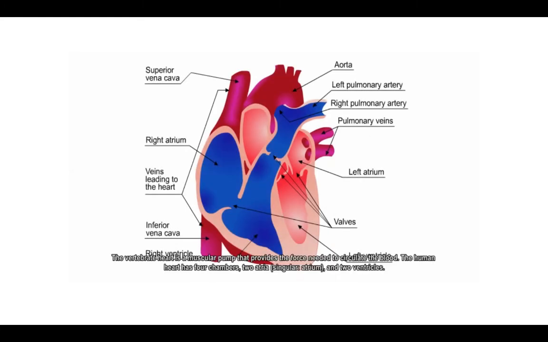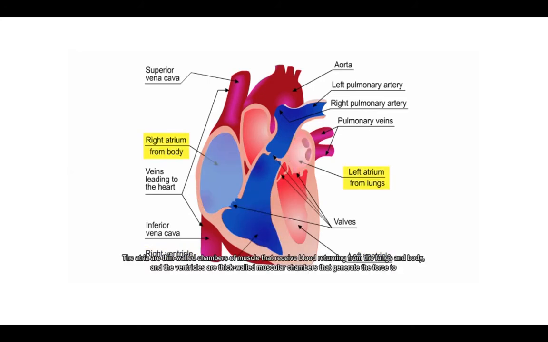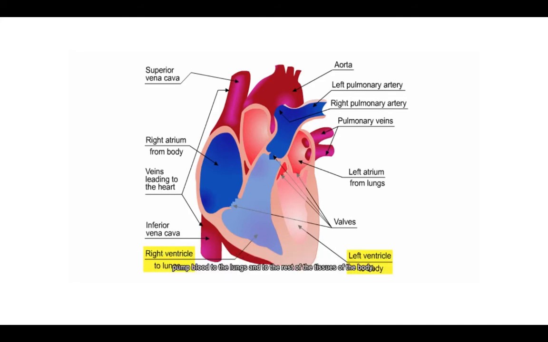The vertebrate heart is a muscular pump that provides the force needed to circulate the blood. The human heart has four chambers, two atria, singular atrium, and two ventricles. The atria are thin-walled chambers of muscle that receive blood returning from the lungs and body, and the ventricles are thick-walled muscular chambers that generate the force to pump blood to the lungs and the rest of the tissues of the body.